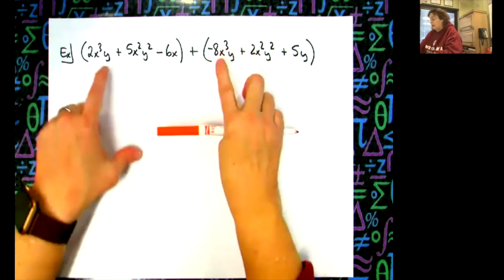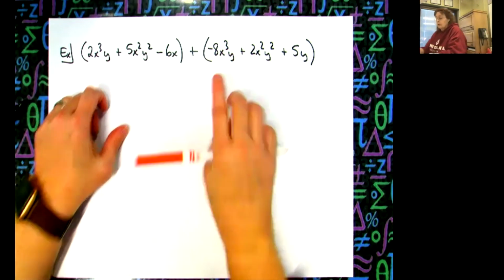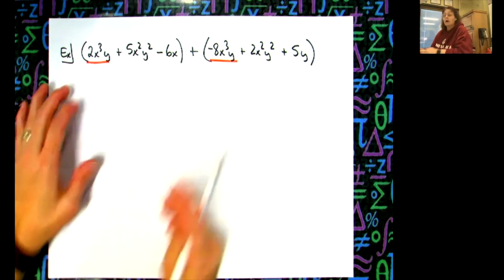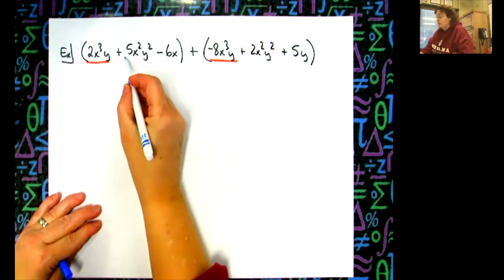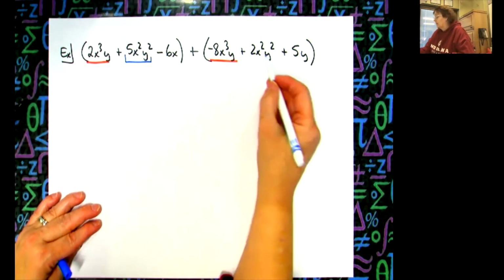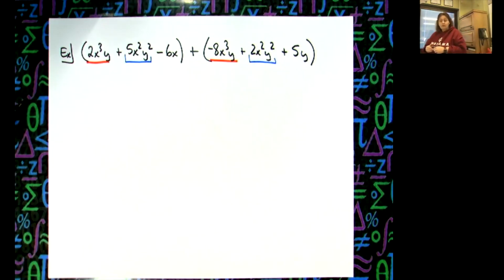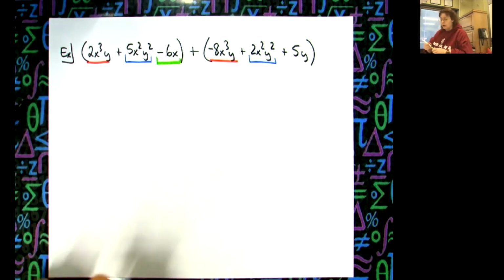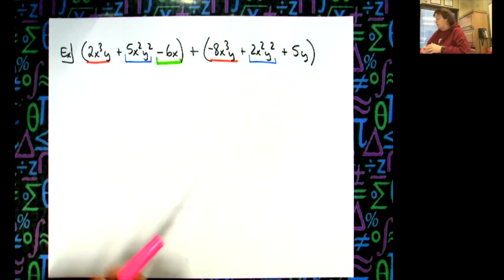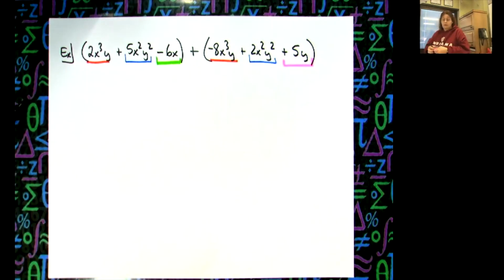If you remember, like terms have to have all the same variables and all the same exponents. So that means this one and this one are like terms because they both have an x to the third y. The 5x squared y squared matches x squared y squared here. The coefficients don't have to match, just the variables and the exponents. Then on this one, I have a minus 6x. There's no x term over here, and that's okay because I don't have to have everything matching. And over here, I've got a plus 5y, and again, nothing matches with that, and that's okay.